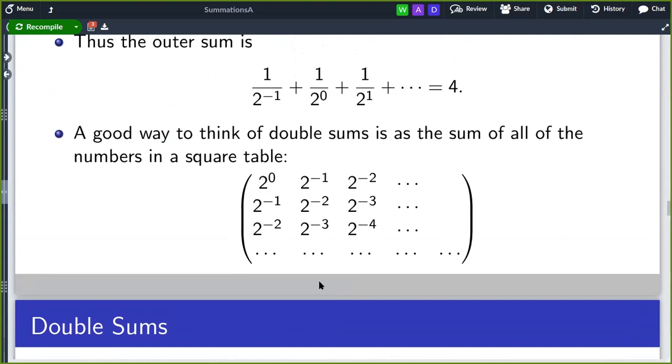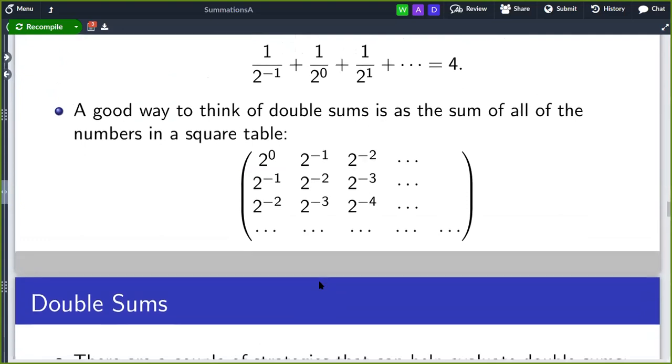And basically, when we have a double sum, it's very helpful to consider all different ways that we can calculate the sum, rather than just the single order that the problem tells us to sum. Let's go back to the next slide.